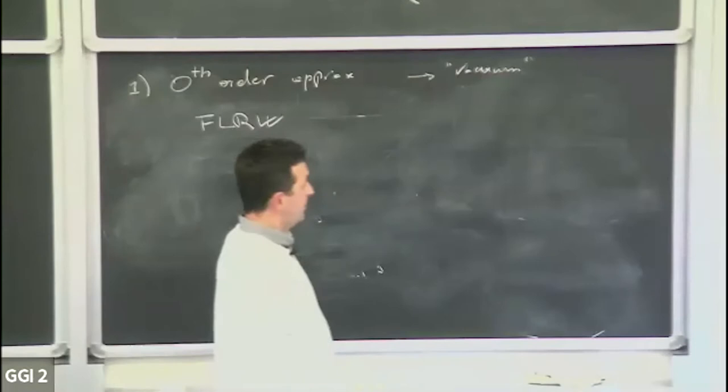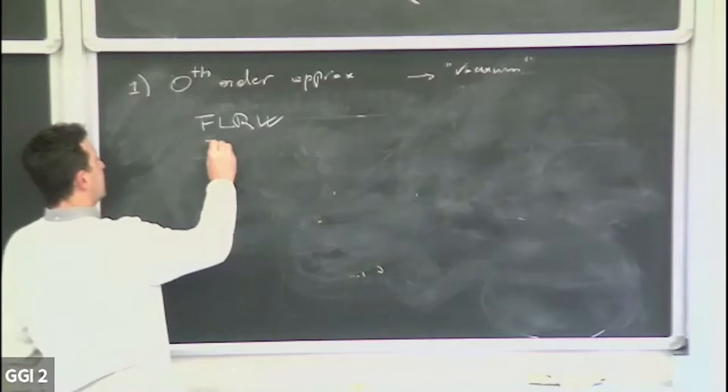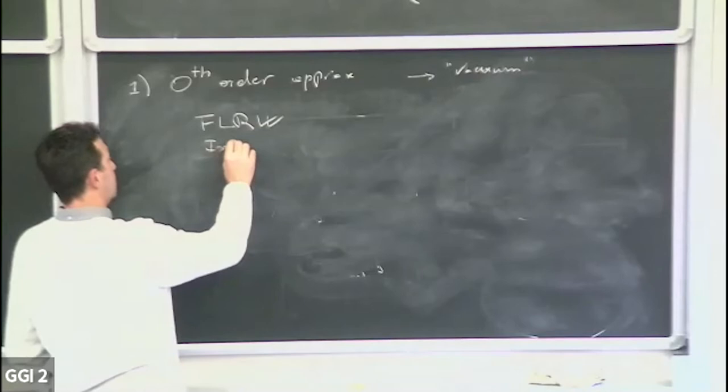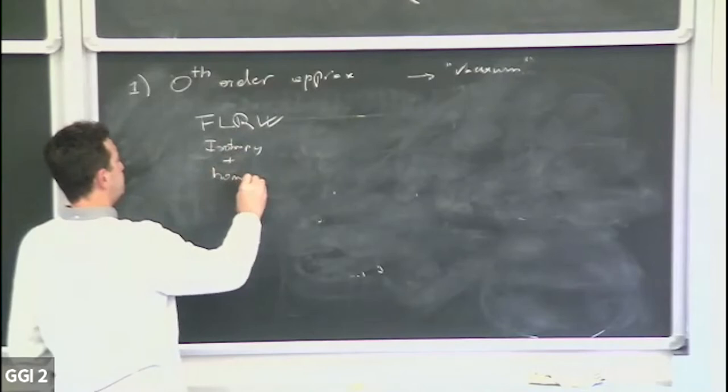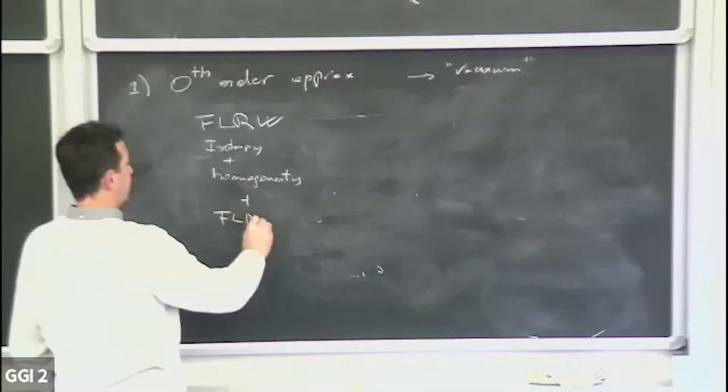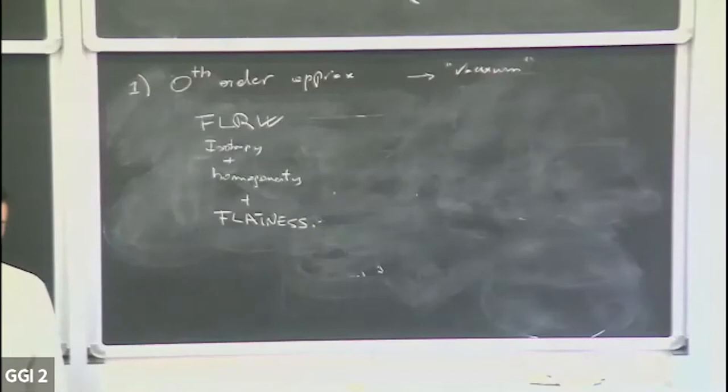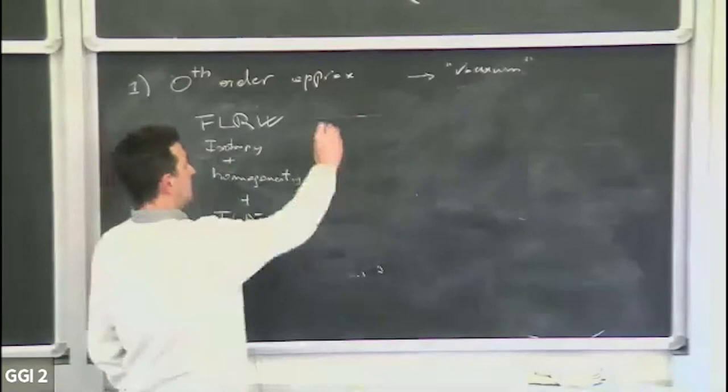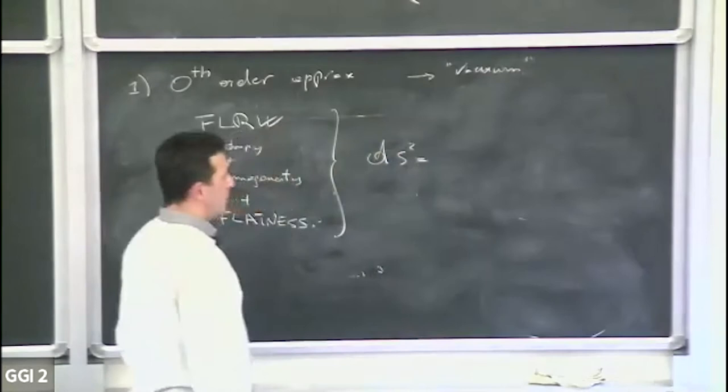Okay, I will take very simplifying hypotheses, not only the usual hypotheses of isotropy and homogeneity, but I will also assume flatness, which is an observational fact, basically. So for me, the universe will always be critical, with the energy density of the universe being the critical one. This means that at the zeroth order, the universe is completely described by this metric.